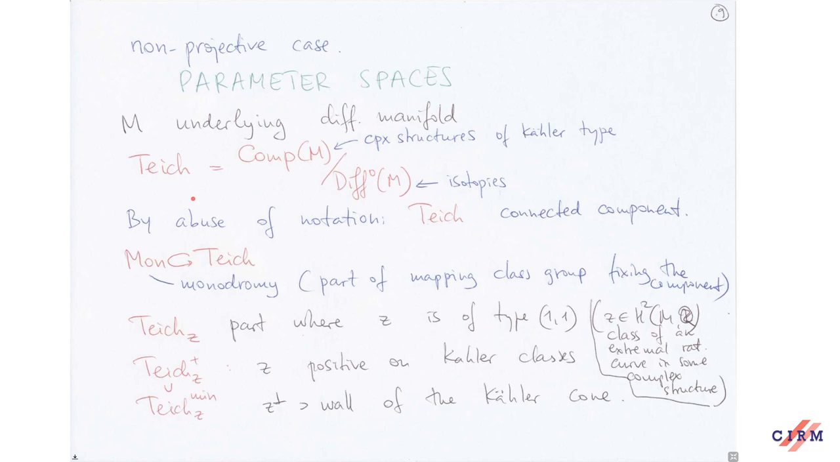Favorite deformation spaces are as follows. We take the underlying differentiable manifold M. So we had this holomorphic symplectic X. We take the underlying differentiable manifold M. We consider the Teichmüller space, which is the space of all complex structures, Kähler complex structures, modulo the action of isotopies.